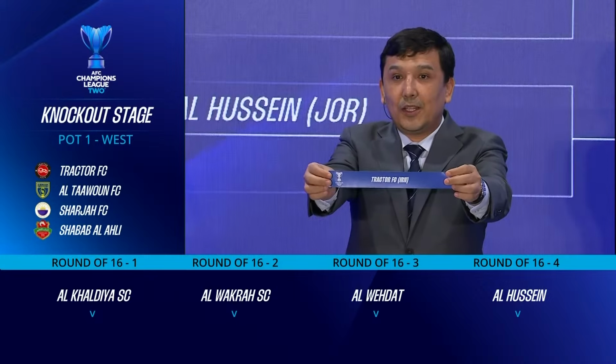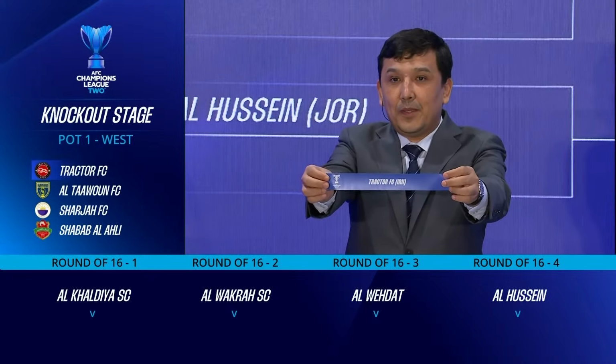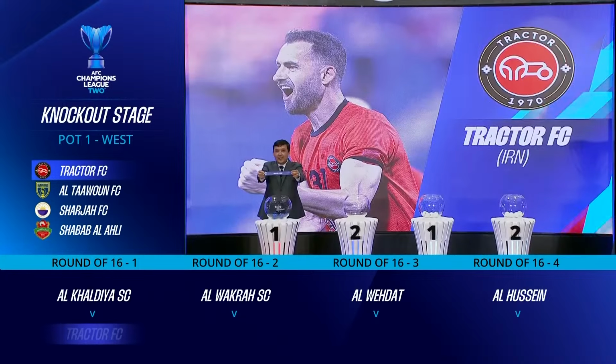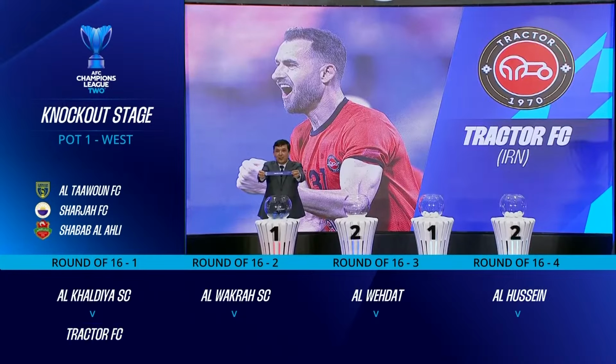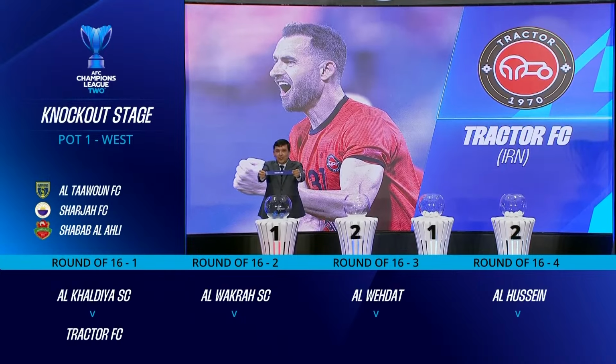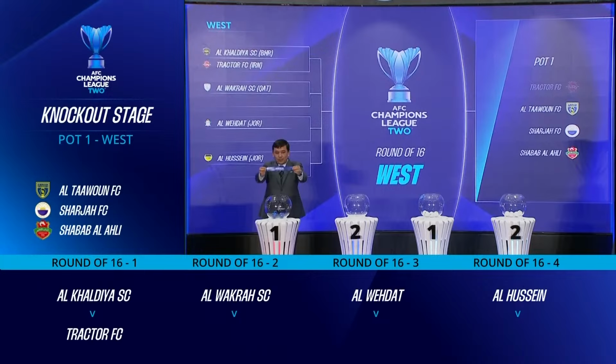Tractor Football Club from Iran. Their fourth position in 2023-24 Iran League, and their third time reaching the knockout stage in AFC competitions, and they have to be drawn to avoid Al Wakra Sports Club, which is not the case here, and they will be drawn against Al Khaldiya Sports Club from Bahrain. So we have the first pairing. Al Khaldiya Sports Club from Bahrain will play versus Tractor FC from Iran.